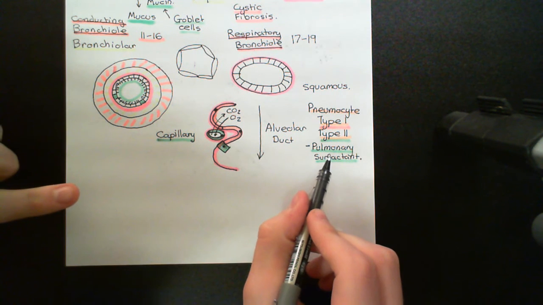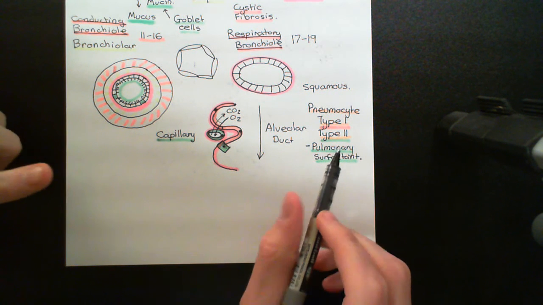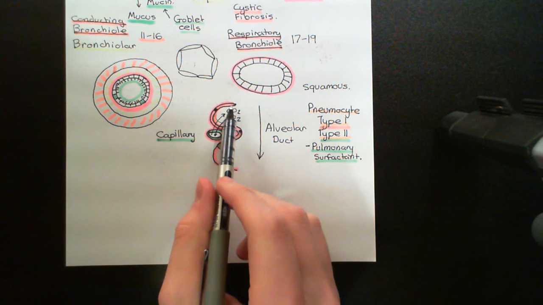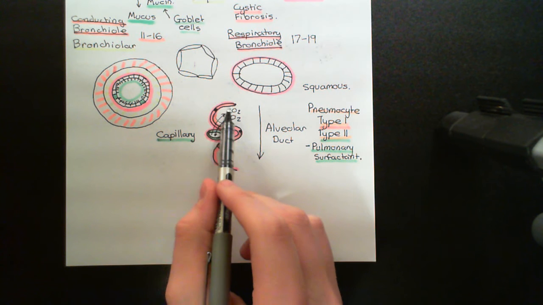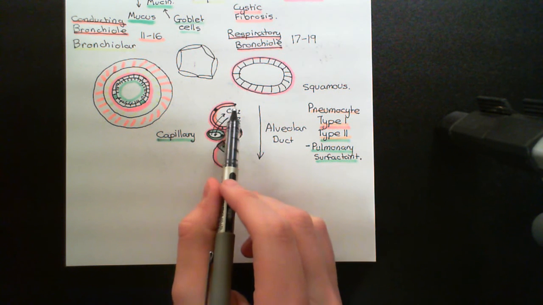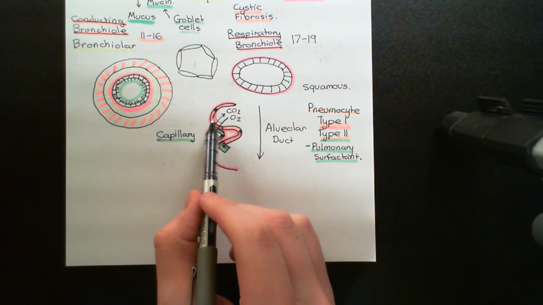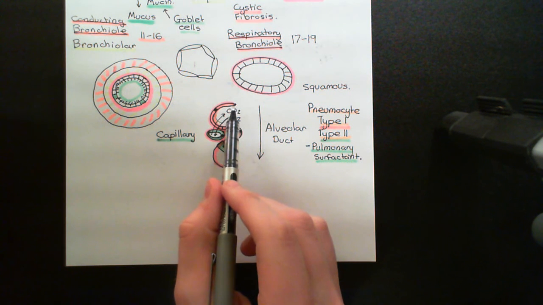Okay, so the reason you need pulmonary surfactant is because of surface tension. So what you have to understand is the surface of alveoli, although they don't have mucus over them, they do have a little bit of fluid on top of them, known as the alveolar fluid. So on the top of these type 1 pneumocytes, you are going to have a little bit of liquid, a little bit of fluid there.